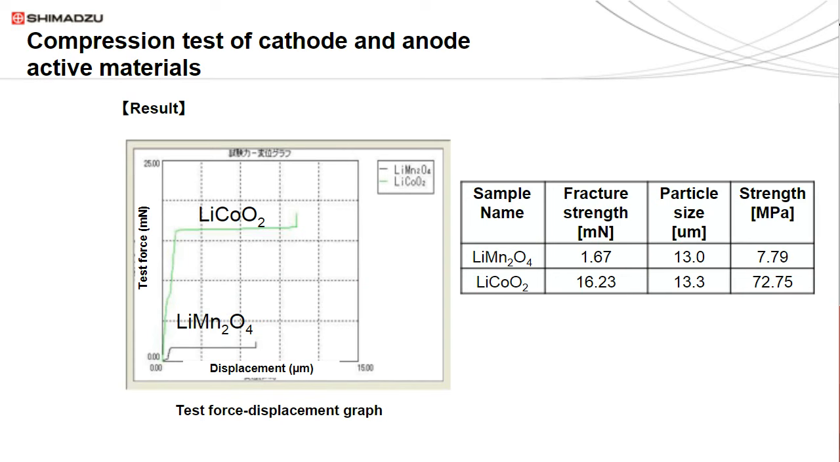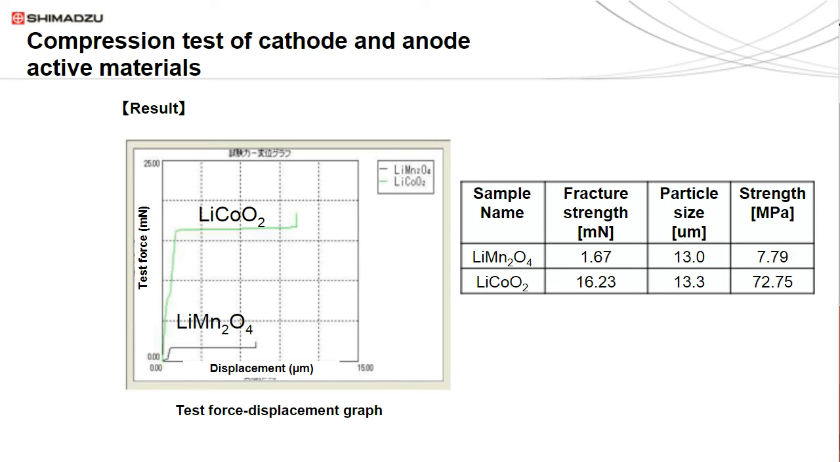Here are the measurement results. The force is on the vertical axis and the displacement is on the horizontal axis. And fracture occurs at the inflection point where that force becomes horizontal. Two different materials were tested: lithium cobalt oxide and lithium manganese oxide particles.